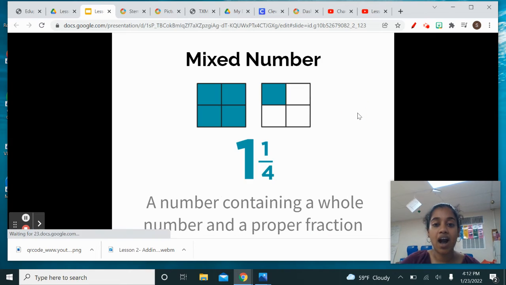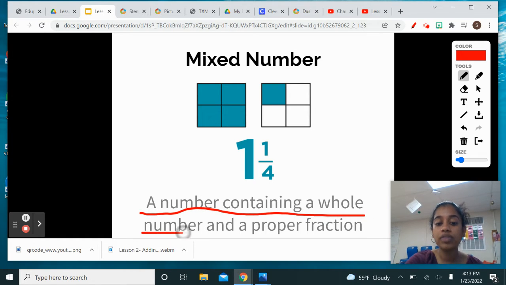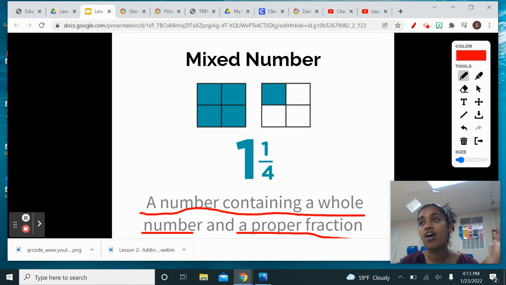All right. Now, a mixed number is another way of writing an improper fraction. A mixed number is a number containing a whole number and a proper fraction, or a fraction that's less than the whole. So in this case, we have 1 whole plus we have 1 more fourth. I love the cake example. If I took a cake and I cut it into 4 equal pieces, and I have 1/4, I have 1 and 1/4. I have 1 whole cake plus 1/4 of another cake. Okay, so that's a mixed number.